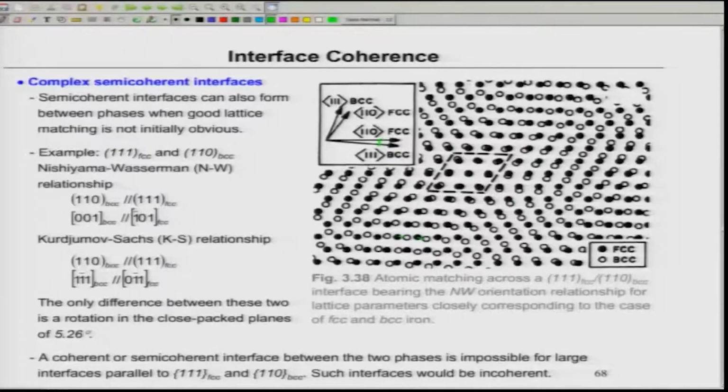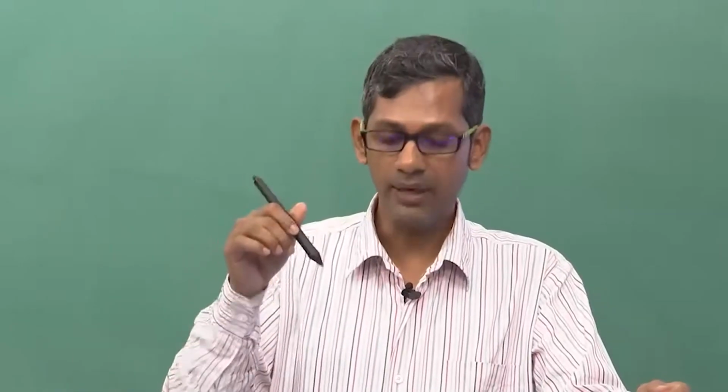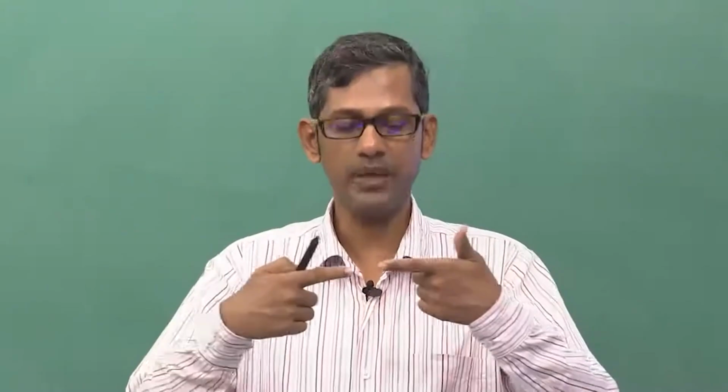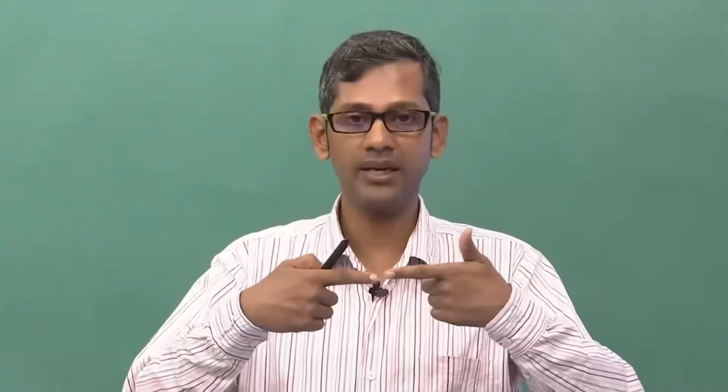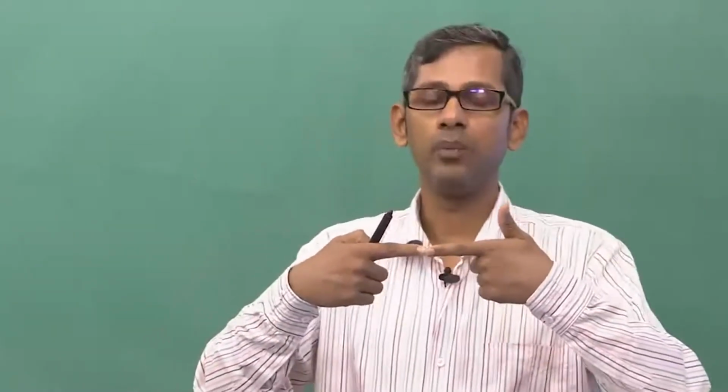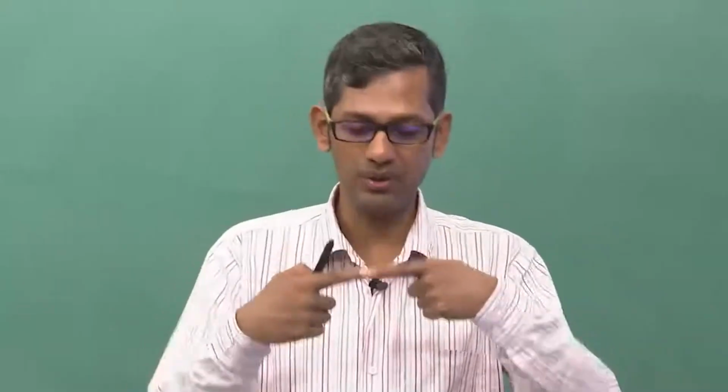But here they are matching. We are actually looking from the top. If you look from the top across the interface, wherever the black and white atoms are falling on each other, that means they are perfectly registered, bonding each other perfectly, there is no much distortion.